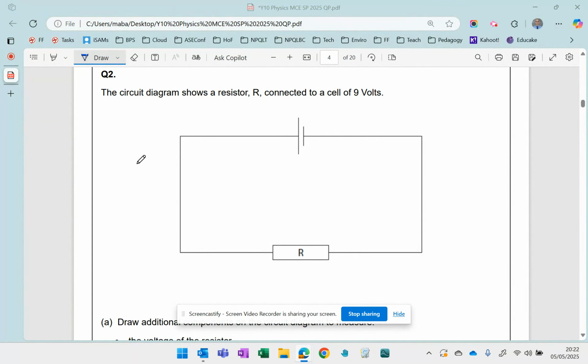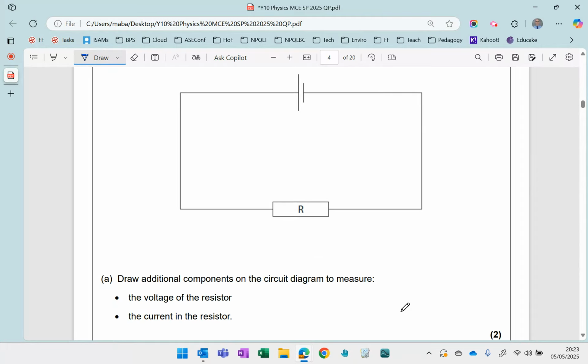Okay, we're on to question 2. A resistor connected with a cell of 9 volts. So we need to draw additional components to measure the voltage across the resistor and the current in the resistor. Okay, and the component that we need to measure the voltage across the resistor is a voltmeter.